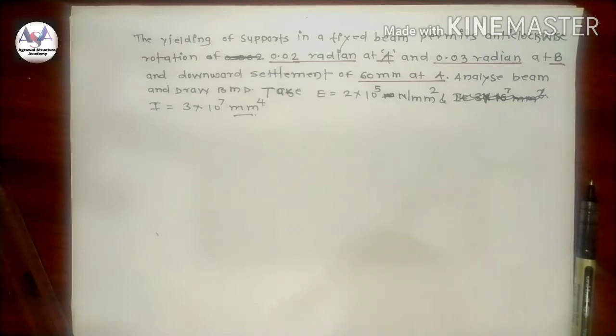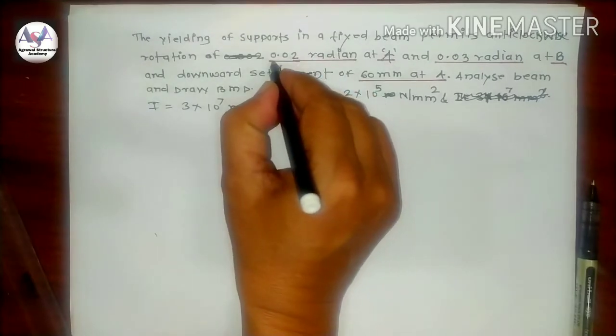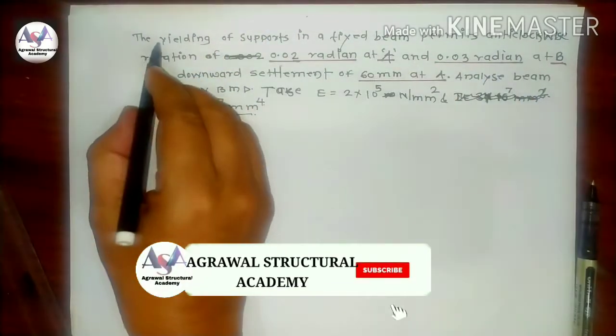Hello dear friends, today we learn about a fixed beam having an initial rotation. So what is the problem here?